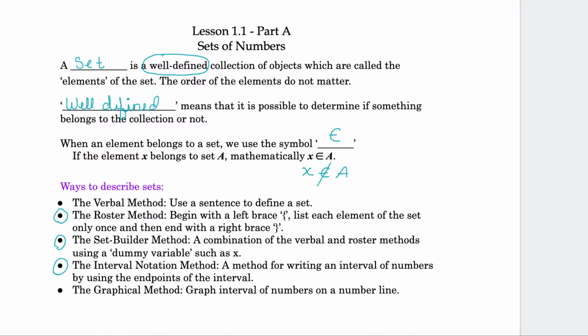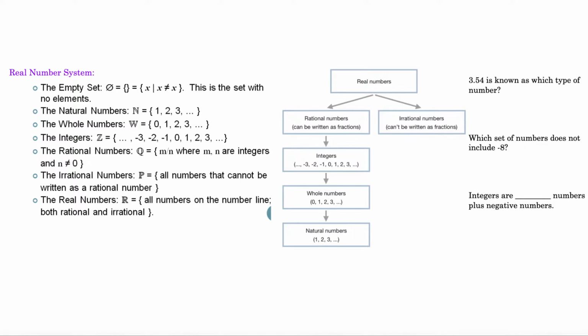Moving on to the second page here. Let's talk about the real number system itself. So on the left, I have the definitions of the real number system. The empty set is represented with an O with a slash through it. We could write it utilizing the roster method with brackets. There's just nothing in it. Or we can write it in set builder notation, so X such that X is not in X, which seems kind of counterintuitive, but ultimately this is the set that has no elements whatsoever.